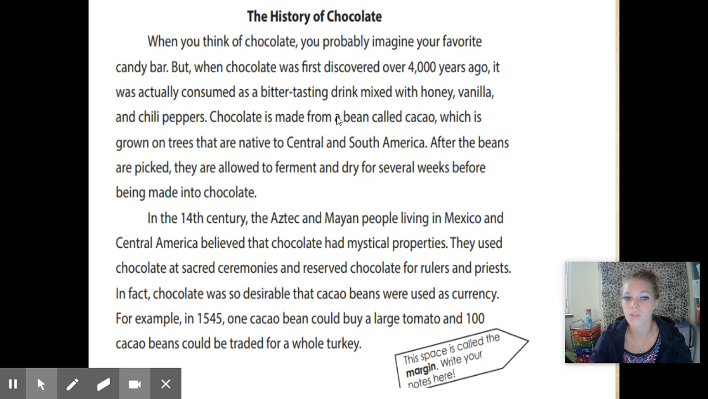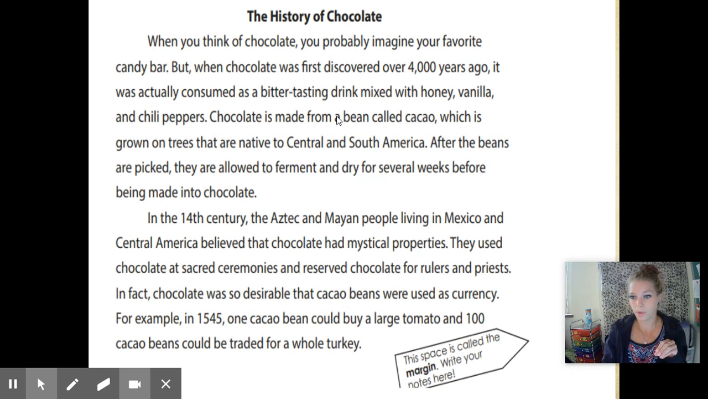In fact, chocolate was so desirable that cocoa beans were used as currency, which means money. For example, in 1545, one cocoa bean could buy a large tomato, and 100 cocoa beans could be traded for a whole turkey. Holy cow.